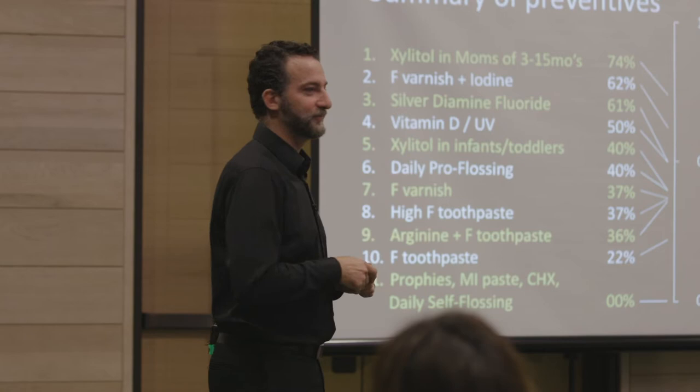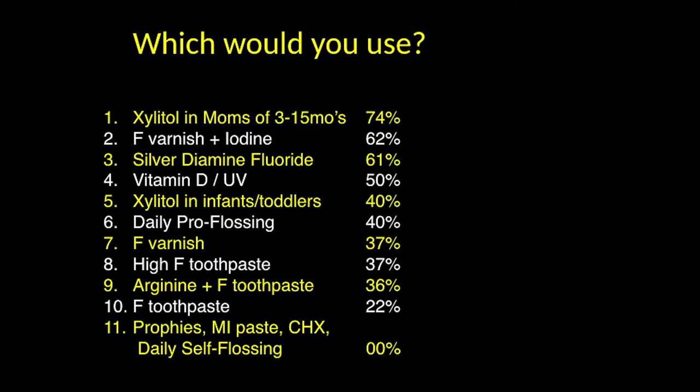Fluoride and iodine, that's 60%. Silver and fluoride, 60%. Vitamin D, about 50%. So in areas where people aren't getting enough vitamin D from their food or sun exposure, this could be a really big deal. Xylitol in infants and toddlers, you get this whole block here that's all about 40%. Daily professional flossing, fluoride varnish, high-strength fluoride toothpaste, that's all about 40%. Arginine and fluoride together is also in that group. Normal fluoride toothpaste is at 22%, and we have Profi's, CPP, ACP, chlorhexidine, and daily self-flossing at the bottom with no effect.